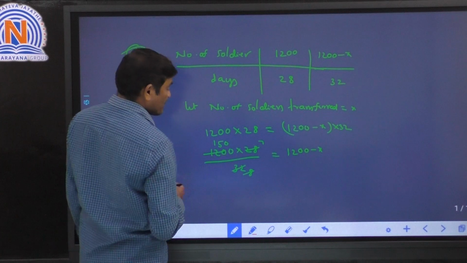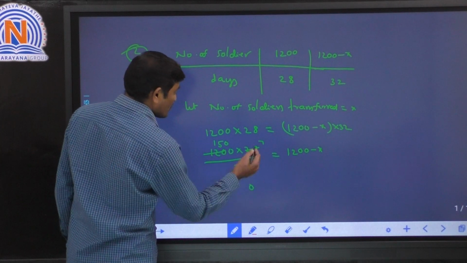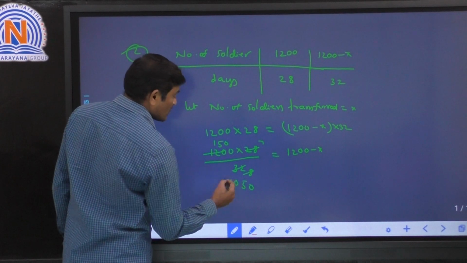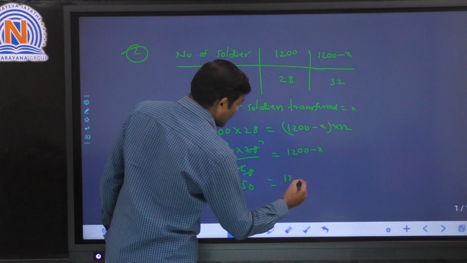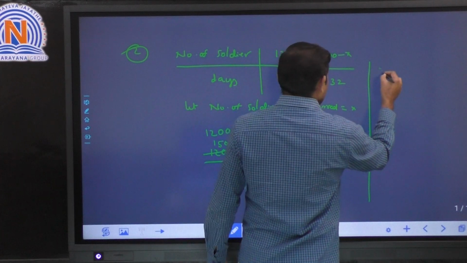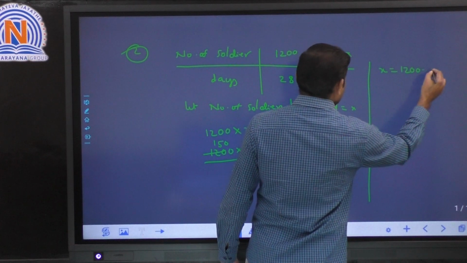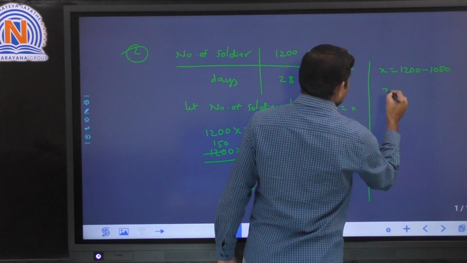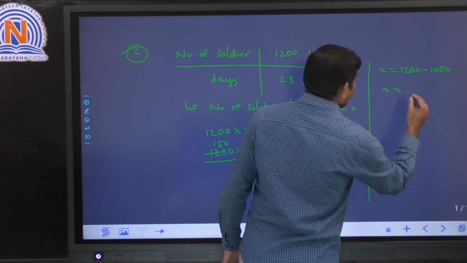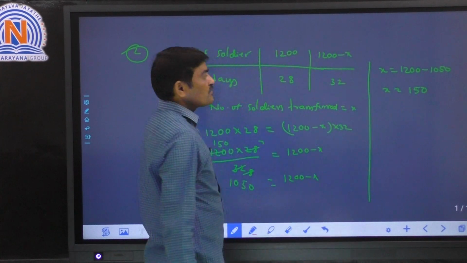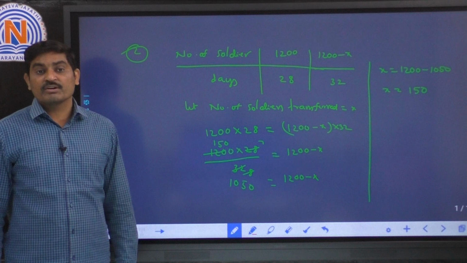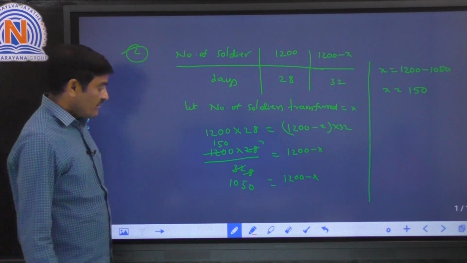So 150 into 7 means 700, 7 5s are 35, 7 1s are 7 plus 3, 1050 is equal to 1200 minus x. Then here see that x is equal to 1200 minus 1050. So then x is equal to 150. So these 150 soldiers were transferred. So the number of soldiers transferred is equal to 150.